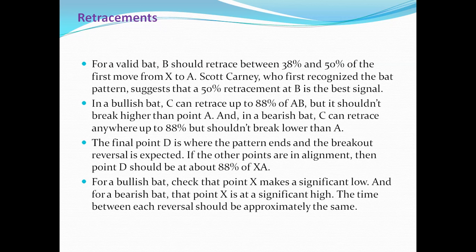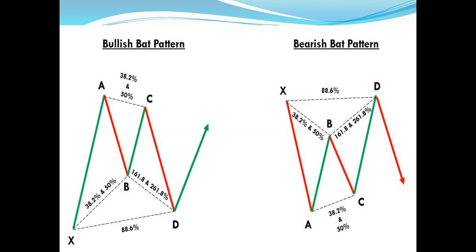The final point D is where the pattern ends and the breakout reversal is expected. If the other points are aligned, then point D should be about 88% of XA. You see D should be 88% of XA, that is mentioned in the diagram. So this is something you must be aware of.